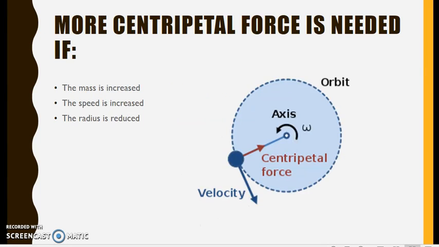But anyways, more centripetal force is needed if the mass of the ball is increased, if the speed is increased, or if the radius, aka the orbit, is reduced. So if the orbit is smaller, then the centripetal force needed is more. So you need a stronger string, you need a stronger centripetal force, or anything like that.